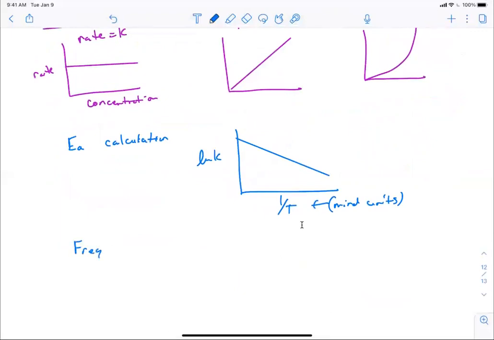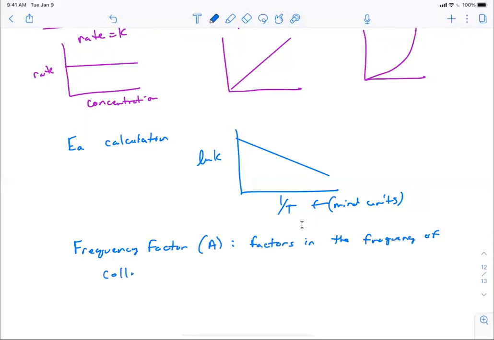And frequency factor, which we write as A here, also known as the Arrhenius constant, factors in the frequency of collisions with the correct orientation.